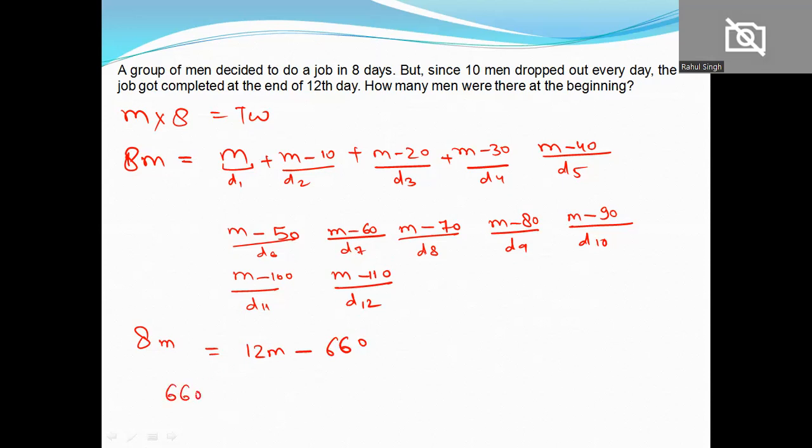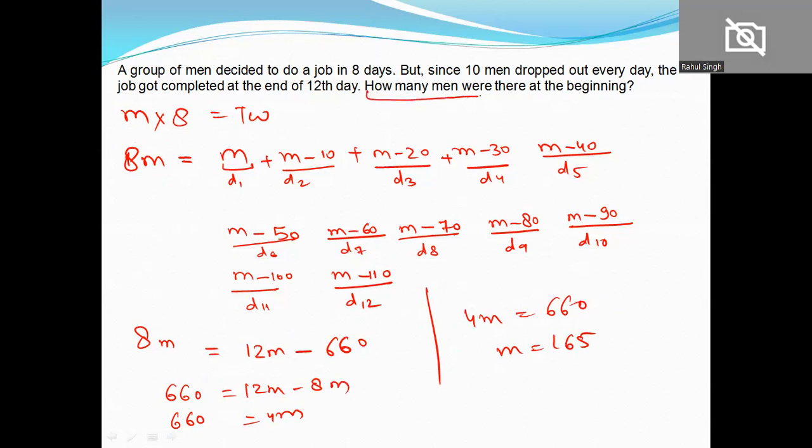So 660 equals 12m minus 8m, that's nothing but 4m equals 660. So 4m equals 660, m equals 165. So initially there would be 165 men were there. How many men were there at the beginning? 165.